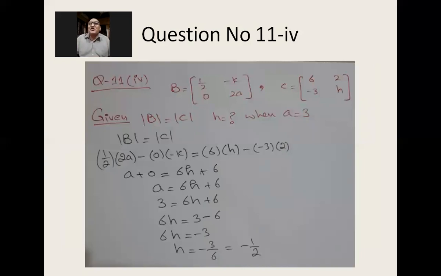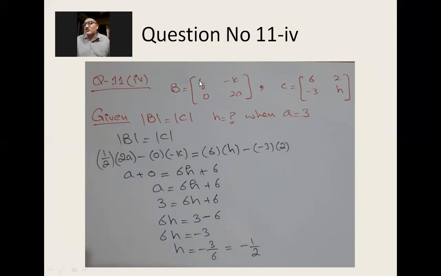Okay, so we have question number 11 and its fourth part. So B is equal to, and this is given in the question, 1 by 2, minus k, 0, 2a. C is given that 6, 2, minus 3, h. The statement given in the question is that the determinant of B and the determinant of C are equal to each other. The question is what is the value of h, and it says take the value of a as 3.